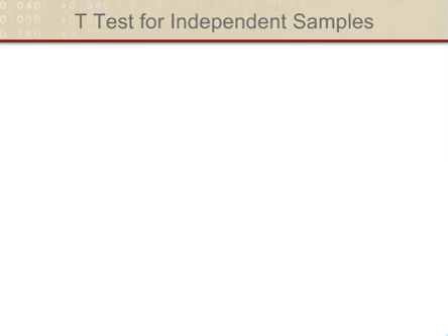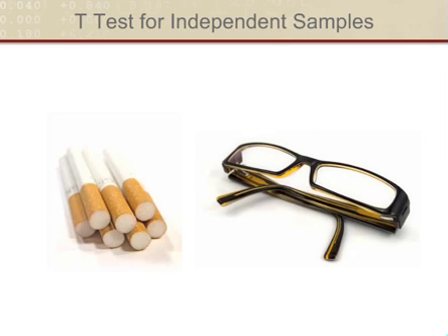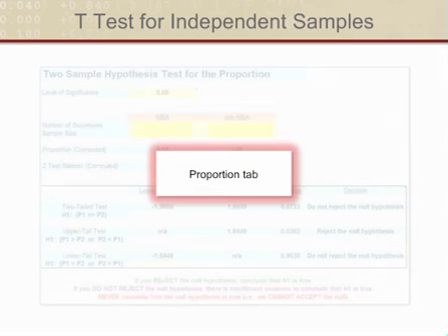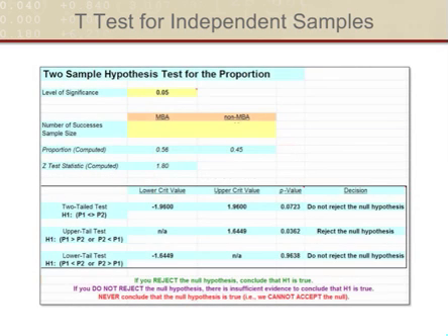Well, what if the data we're looking at isn't scale, but it's categorical? We want to measure proportions. What percent are smoking? What percent wear glasses? What percent, whatever it is that we want to test? Well, we can do that. What we're actually going to do now is look at comparing the proportions of two groups.